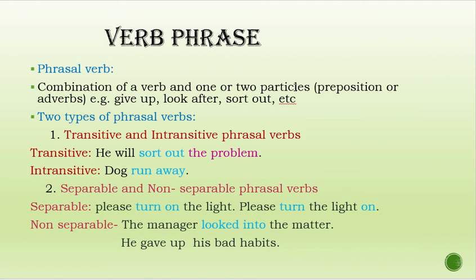For example, these particles are prepositions or adverbs. For example, give off, look after, sort out, or maybe break into. Then step down, put up, look forward to, look down upon, set off, call off, give off. Such words are known as phrasal verbs, means verb plus preposition or verb plus adverb is called a phrasal verb. There are two types of phrasal verbs. First type is transitive and intransitive phrasal verbs.